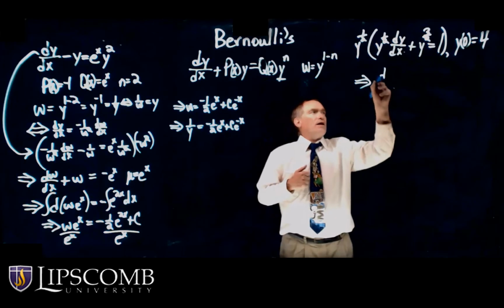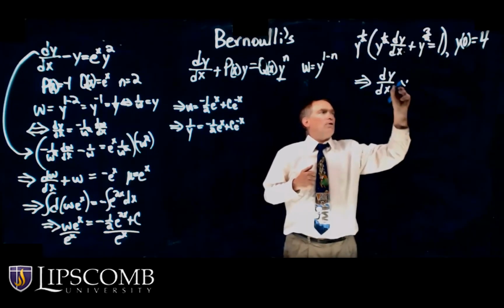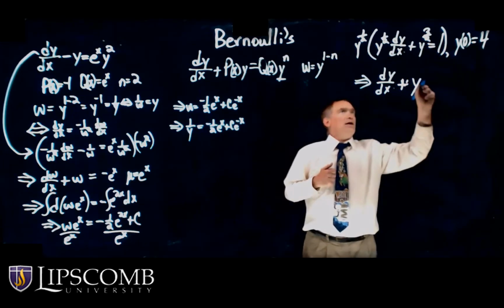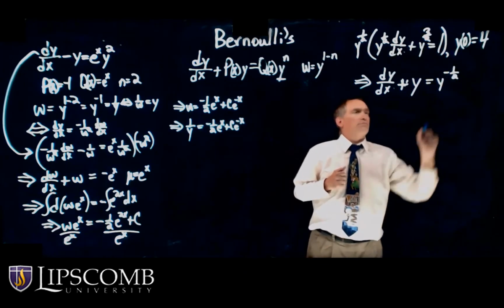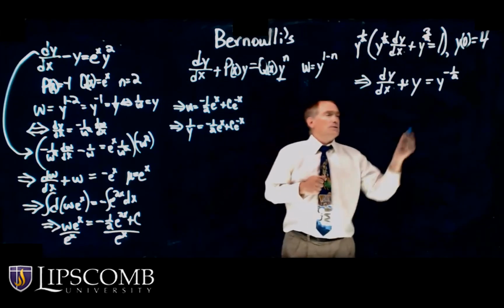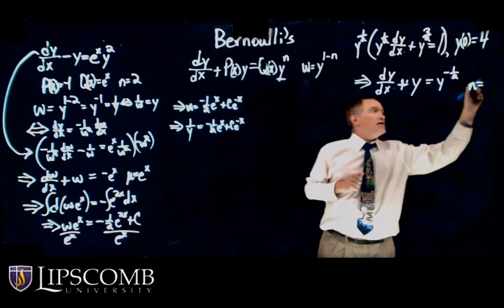So what do I get? I get dy/dx plus y equals y to the negative 1/2. Now, it's in the form of Bernoulli's. n in this case is negative 1/2.